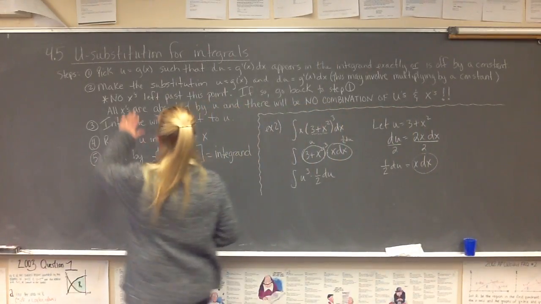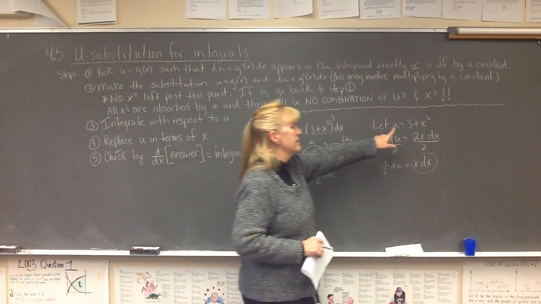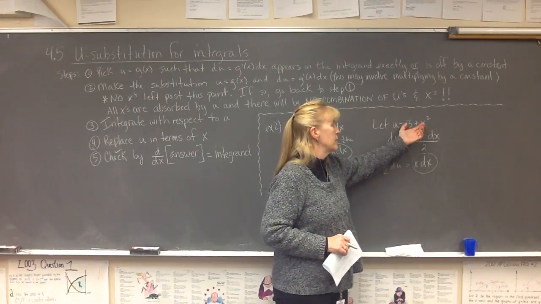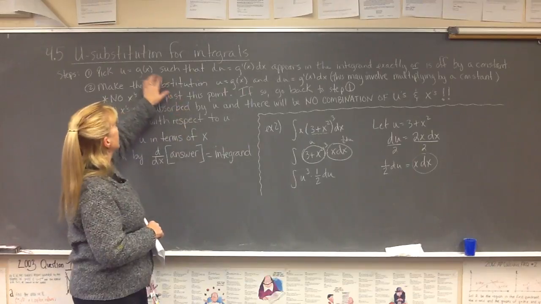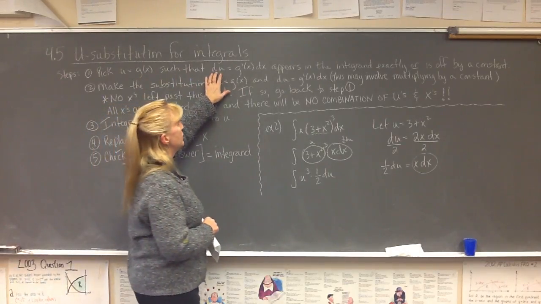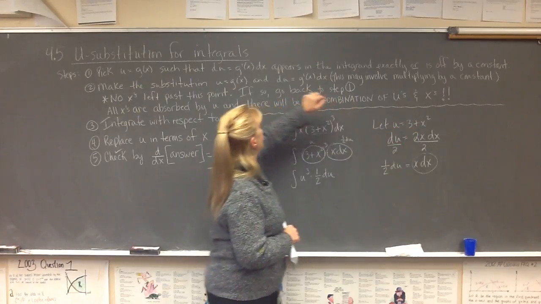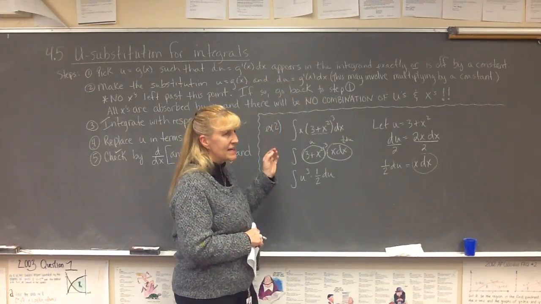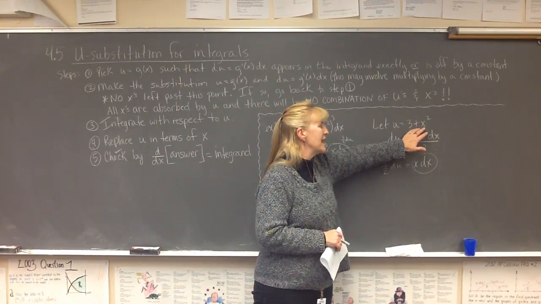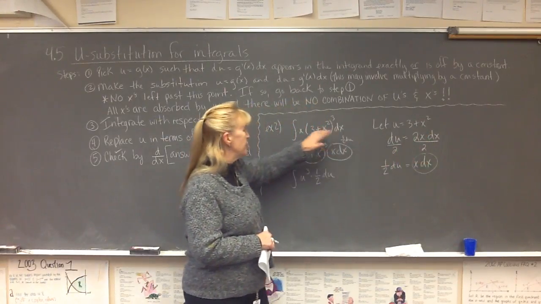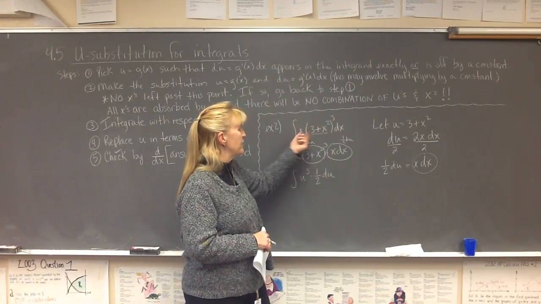So far, I've chosen my u as a function of x, and it turns out that the function of x is 3 plus x squared. So this is like the g of x in the steps. And then I'm looking to make sure that my du, which is the first derivative of this function right here, appears in the integrand exactly or is off by a constant multiple. We said that this derivative was going to be 2x dx, and 2x dx doesn't appear exactly in my integrand, but it's off by a constant multiple.